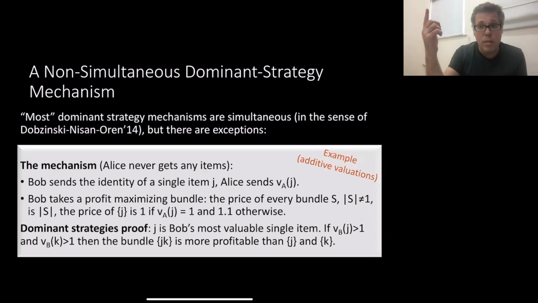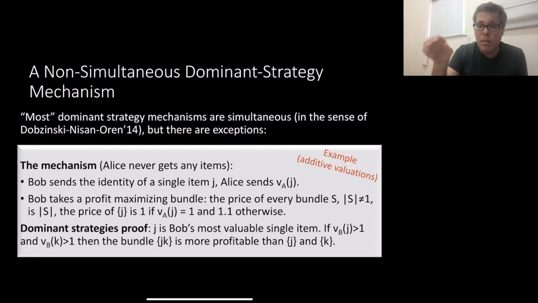If there is only one single item with value above 1, then it's clear you're going to send that item. Maybe you want to take it, depending on what Alice is saying. But there's no point in sending any other item that is not J, because it's not profitable if there is only one item above 1.